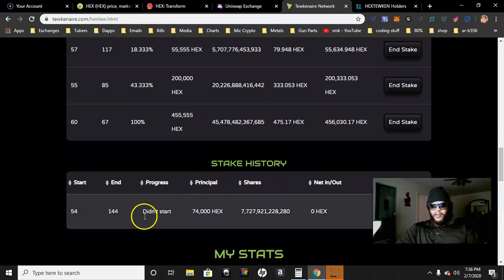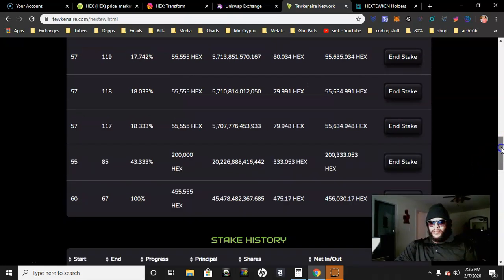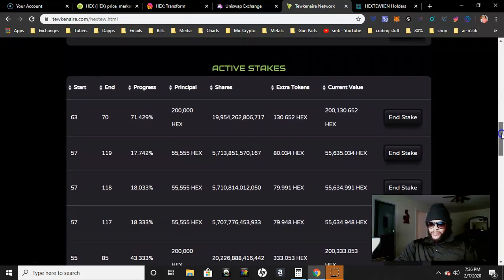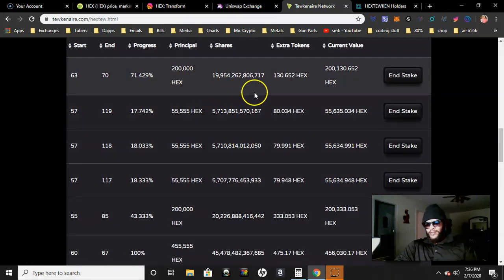This is my stake history right here. This was the first one I did. Something happened with this one. It didn't work. Probably was me doing something wrong. But this is the one I'm trying to do now, this one for 455,000. I just did it for 7 days, just playing around with it. Only picked up 475 hex, but any free hex is good hex. With the potential for this stuff to go up in price in the future, anything free can go a long way.